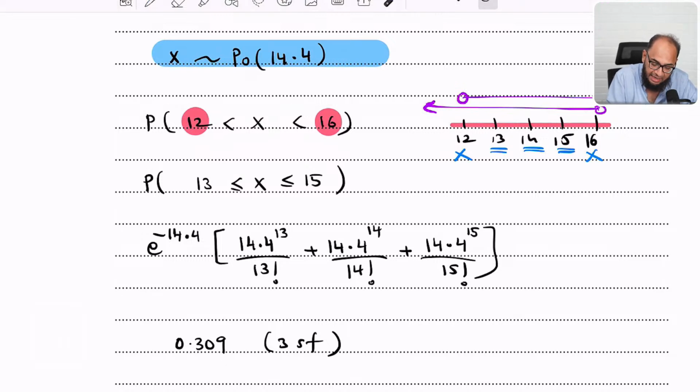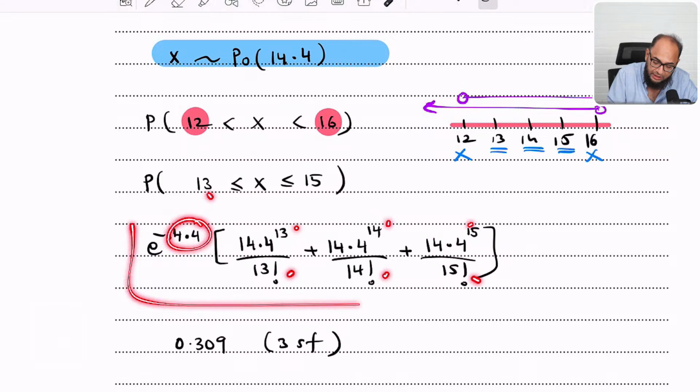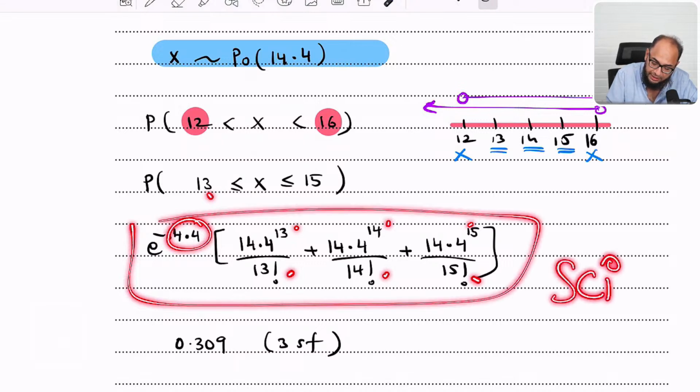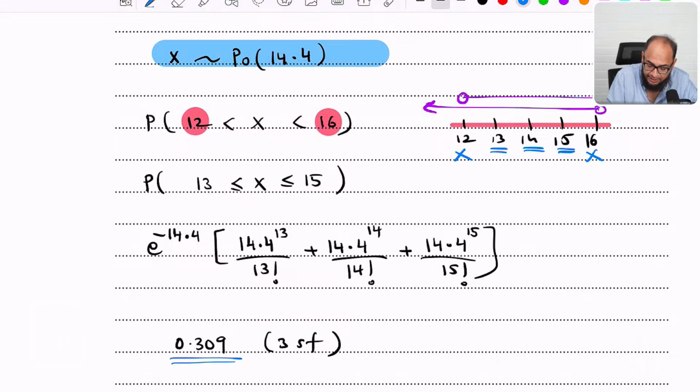Now show this working. This is what the examiner is saying when it asks you to show the working. e raised to the power of negative lambda, lambda raised to the power of 13 over 13 factorial, 14 over 14 factorial, 15 over 15 factorial. Use a scientific calculator, use brackets, get the answer, and write the answer correct to 3 significant figures.